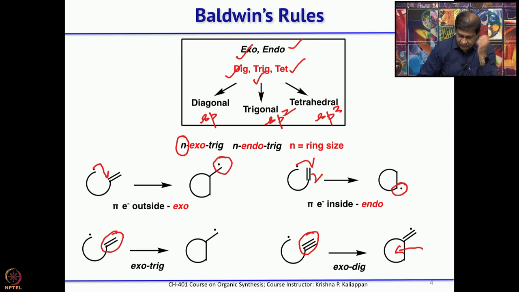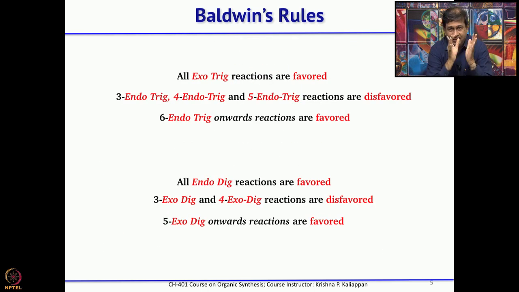This is what was proposed a long time ago, and Baldwin proposed a set of rules on which reactions are allowed and which are not allowed, based on the literature. According to him, all exo trig reactions are allowed or favored. What is not favored is 3-endo, 4-endo, 5-endo in the case of trig. That is, if you have a double bond and you are carrying out radical cyclisation, then 3-endo, 4-endo, 5-endo are not favored. The earliest ring where endo is favored is 6-endo. Only 6-endo is favored.